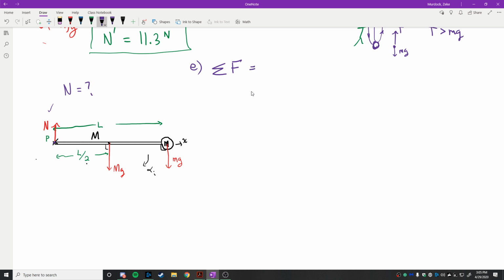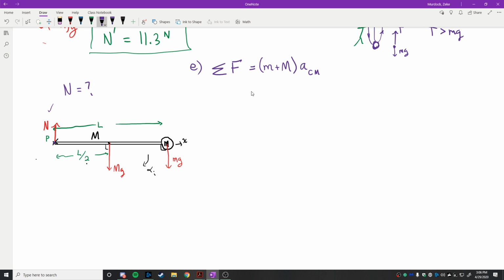If the system was in equilibrium, the net force would be equal to 0, but it's not. So instead, we're going to say that the net force has to be equal to the total mass of the system multiplied by the acceleration of the center of mass of the system. And the net force is going to be related to the direction of the acceleration.